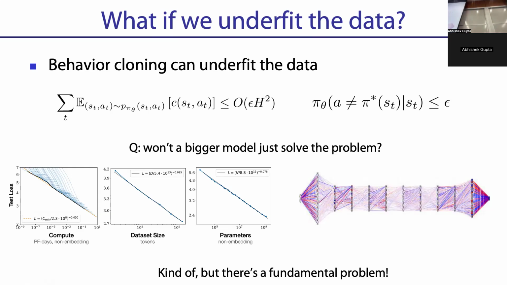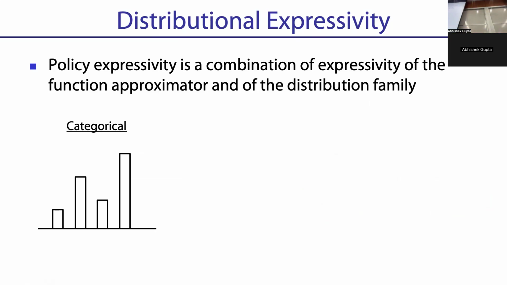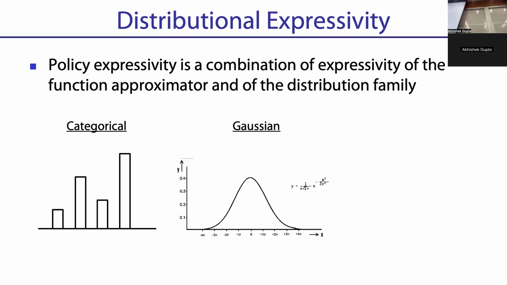So the fundamental problem that's different in imitation learning is that you have a policy expressivity problem. What I mean by that is that if you think of what a policy is, it is a neural net which is parameterizing a probability distribution, right? So it is not just a single number, it is a probability distribution. And you have different types of probability distributions that your policy could be.